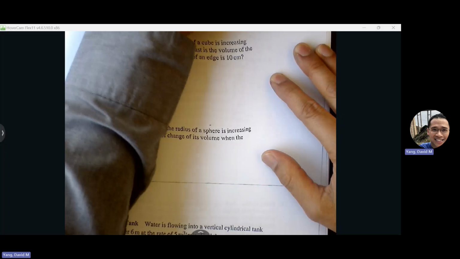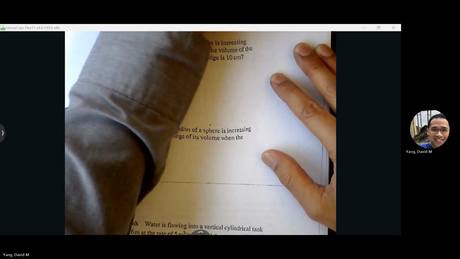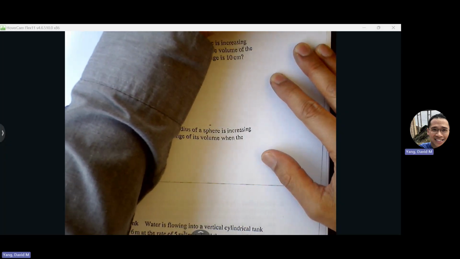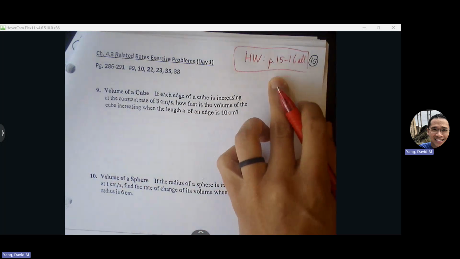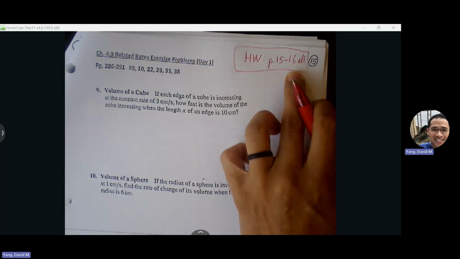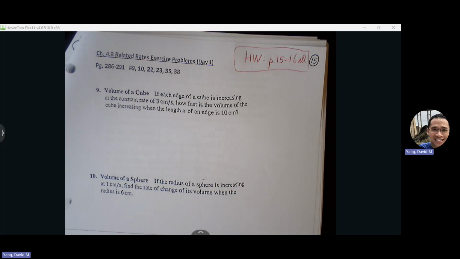Guys, I'm going to adjust the homework here. Your homework is page 15 and 16, all. I'm jumping because we haven't done other types of problems yet. So we're just going to focus on the problems that we've done. So page 15 and 16, I'll send out a reminder. And then you can also find the key on my website.